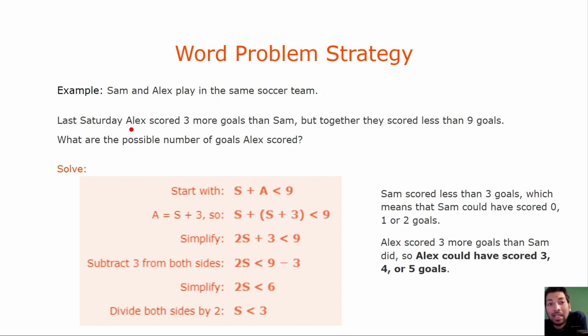We know that Alex has scored 3 more goals than Sam, so we just add 3 to each of the values of Sam. When Sam has scored 0 goals, Alex could have scored 3 goals. If Sam scores 1 goal, then Alex would score 4 goals. If Sam has scored 2 goals, then Alex has scored 5 goals. So those are the possible numbers of goals for Alex. And this is how we solve word problems of inequality using these strategies.